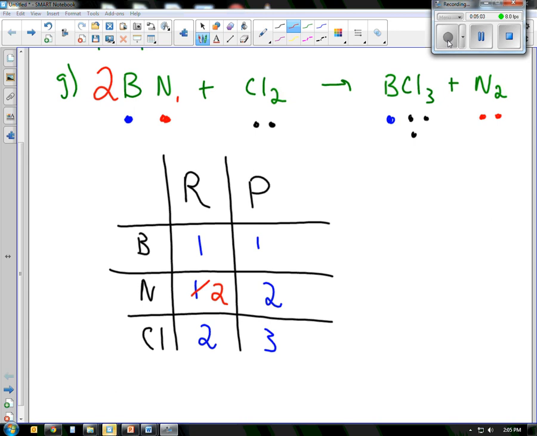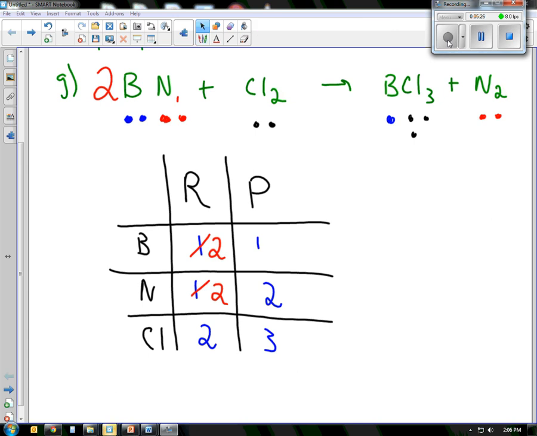And it also bumps up my borons to 2. So then go back to your chart and change that to a 2 as well. So I solved my nitrogen problem, but I created a boron problem. So maybe I want to keep track of that. Maybe I'll just get my dots all set up here so we can keep track. So that's what I've done so far.